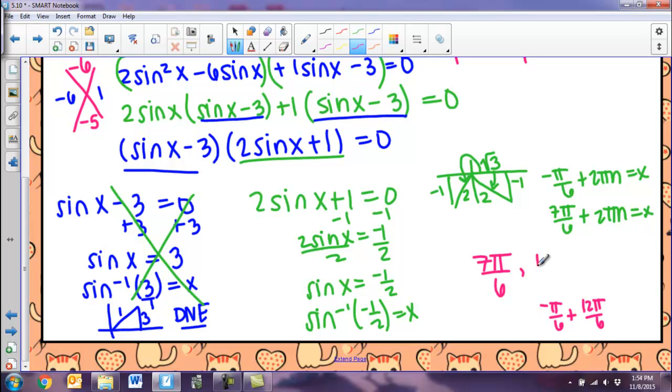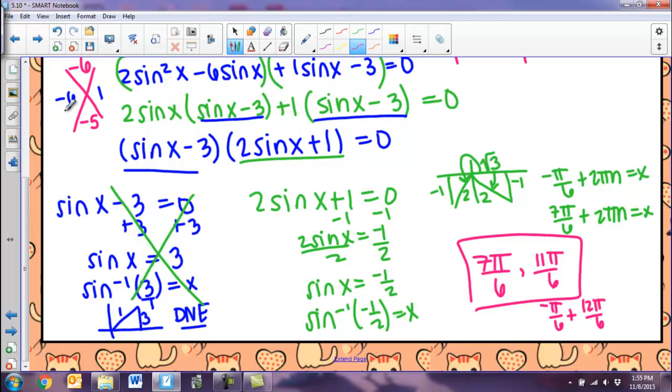And I would find the other value within that range would be 11 pi over 6. And again, make sure that those are the only two. If you keep adding 12 pi over 6 to these, it's going to get you a value outside of that range, and so I just leave it at this.